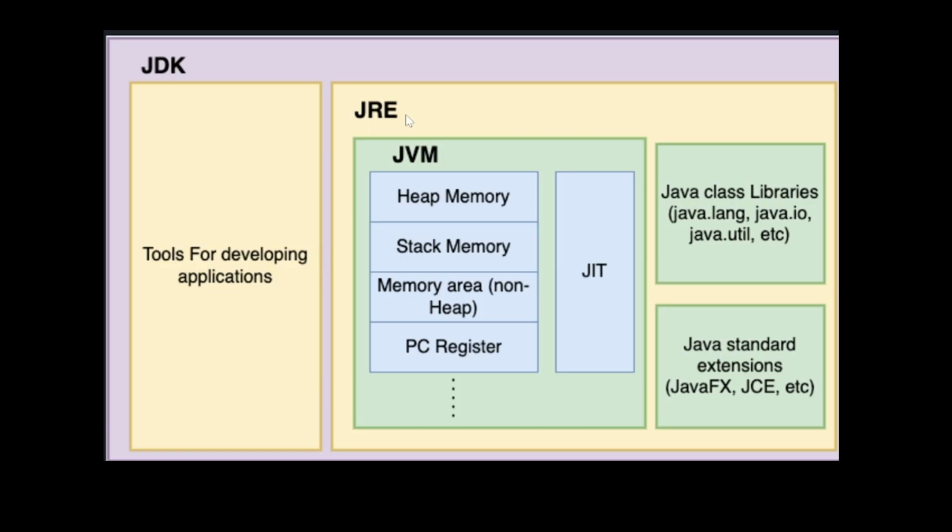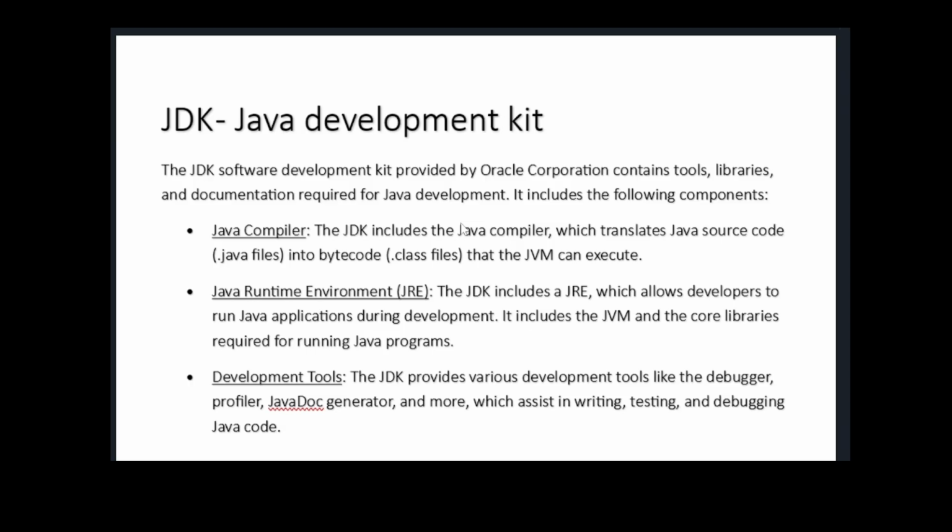And this is the JVM. In the JVM, we have heap memory, where all objects are stored. Second is stack memory. Stack memory is used for method calls and local variables. Then there is the memory area. So guys, let's discuss one by one.